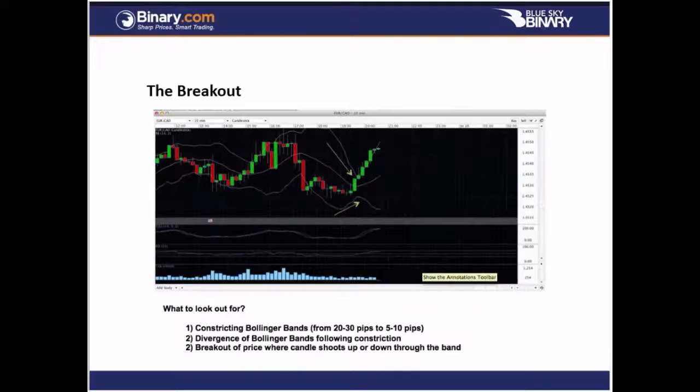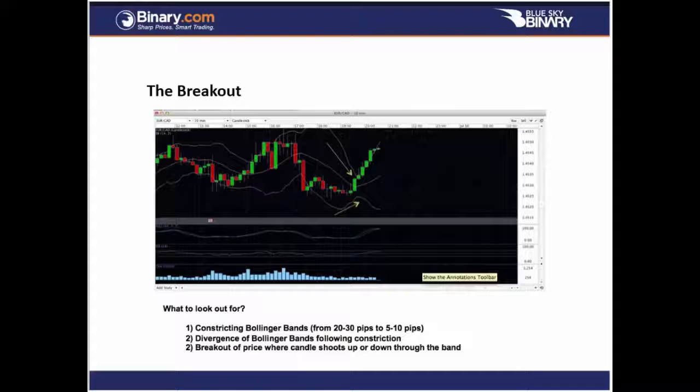So, let's discuss now the third strategy. It's a breakout. The breakout is a very interesting strategy that happens a lot of times, especially during news. So what you're looking for is constricting Bollinger bands from 20 or 30 pips wide to 5 or 10 pips. So you see here the bands are constricting, coming together. And then you're looking for divergence of the Bollinger bands following the constriction. You see here, although they're constricted, now they're expanding very fast.